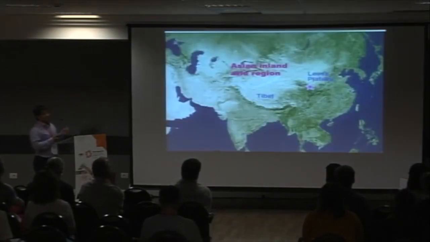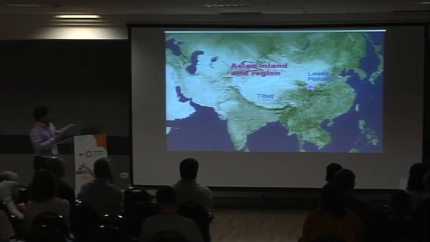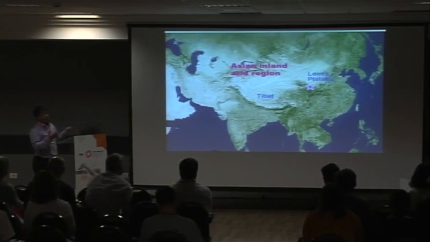The Asian inland arid region is one of the typical regions, one of the largest arid regions in the world. The Loess Plateau is right in the south of this large aridification zone. So if it's going to expand, I would expect the Loess Plateau will be incorporated into this region. So the Loess Plateau is a very good site to test and answer this question.